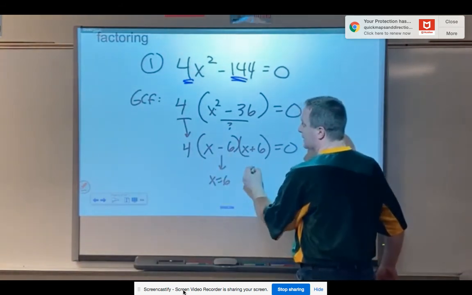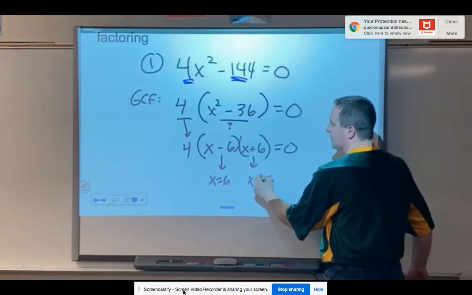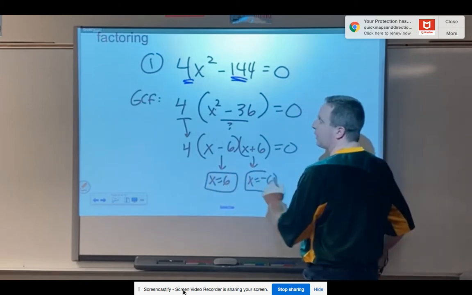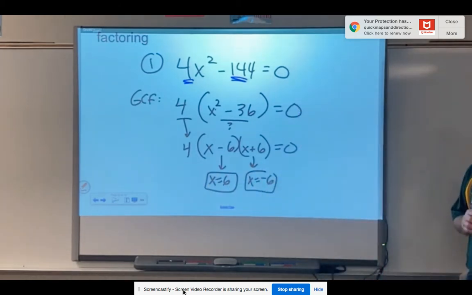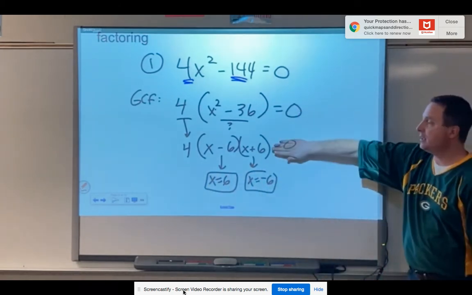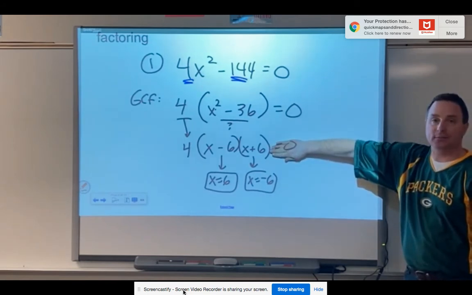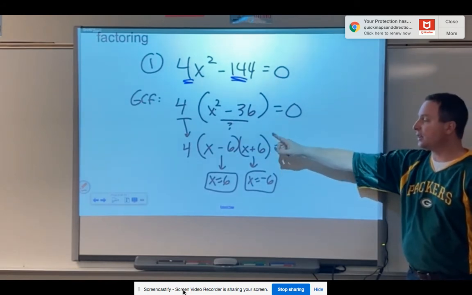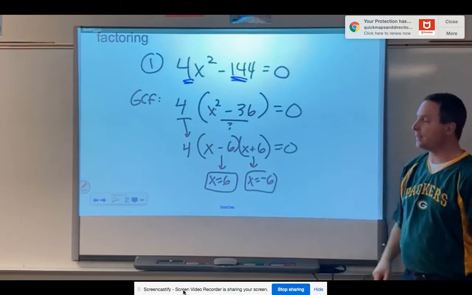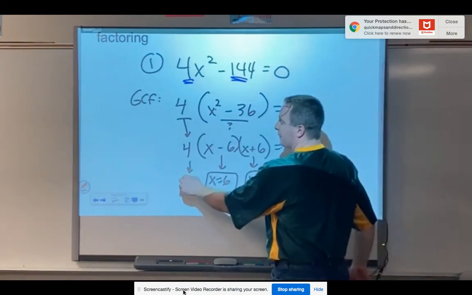One answer would be positive 6. One answer would be negative 6. Now some of your problems today, I should clarify this, are just going to have you factor. If it said factor completely, that's all the farther you had to go right there. But if it said equal to 0 and solve, we have to go the one extra step and find the solutions.